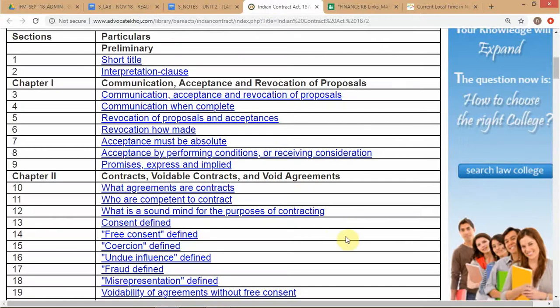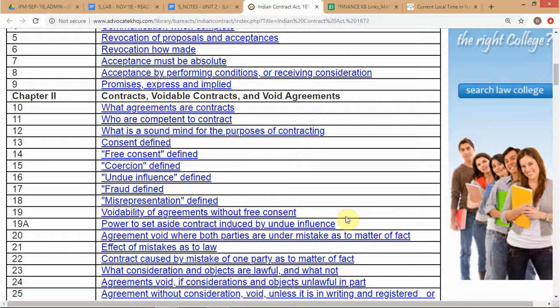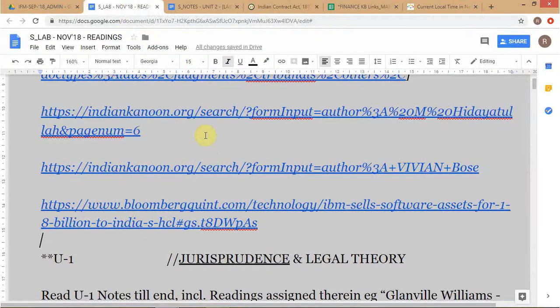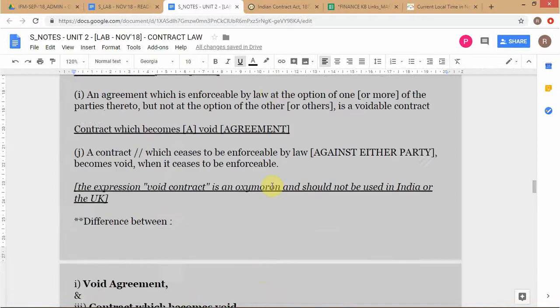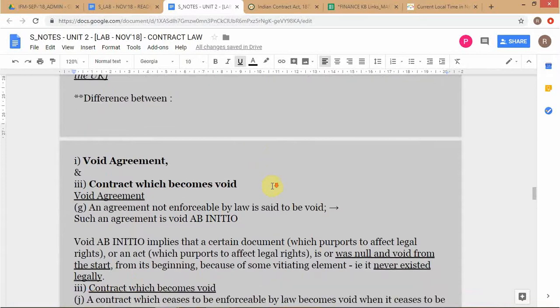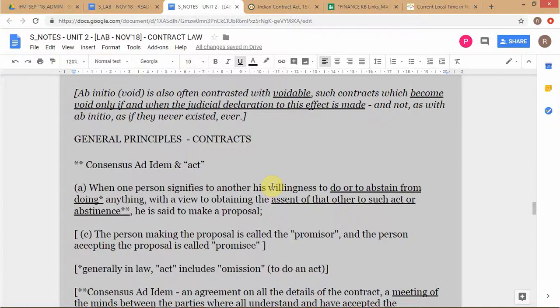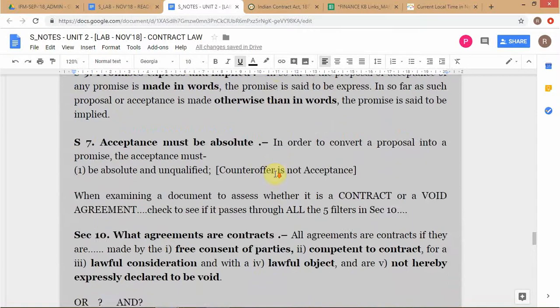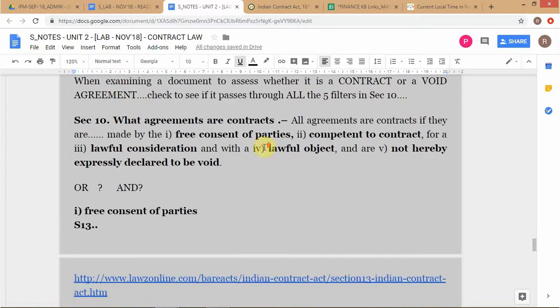Another thing you can also talk about is chapter 2 of this Contract Act, okay, where you have all these sections from 10 all the way to 30. So in chapter 2, what did we do? We just started with section 10, and we saw that in section 10 there are like five filters. Section 10 is a very important section, because what does it do? What is the title of section 10? What agreements are contracts? Okay, so it answers this very important question: you've told us that a contract is an agreement enforceable by law, but then how do I know when I'm looking at an agreement?